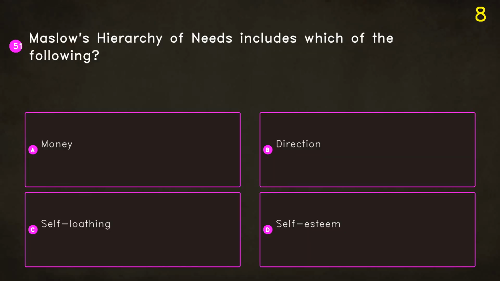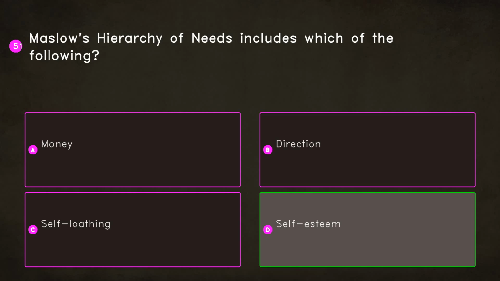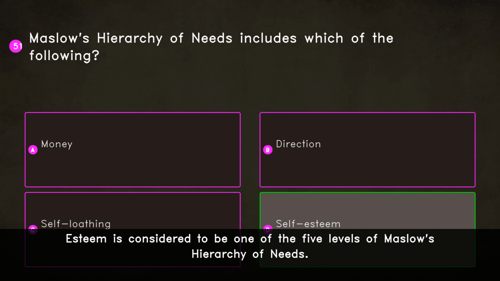Question 51. Maslow's hierarchy of needs includes which of the following? A. A money. B. A direction. C. A self-loathing. D. A self-esteem. The correct answer is self-esteem. Esteem is considered to be one of the 5 levels of Maslow's hierarchy of needs.